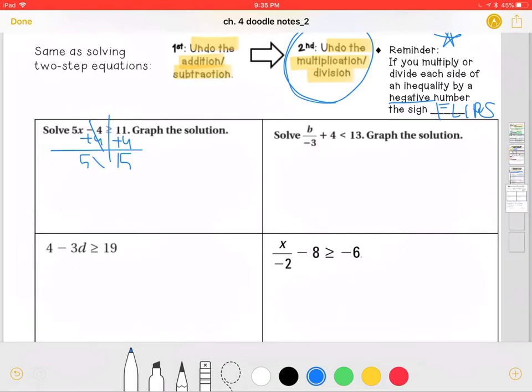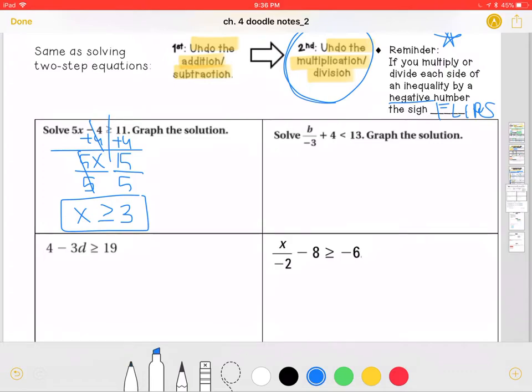We have 5x. Now I need to undo my multiplication or division, so I'm going to divide by 5. 15 divided by 5 gives me 3. Pay attention, I divided by a positive, so my inequality sign comes down the same, because it was positive. So there's my solution.